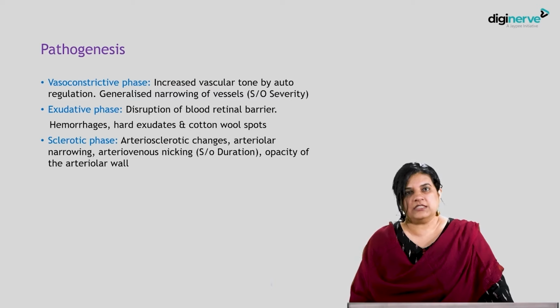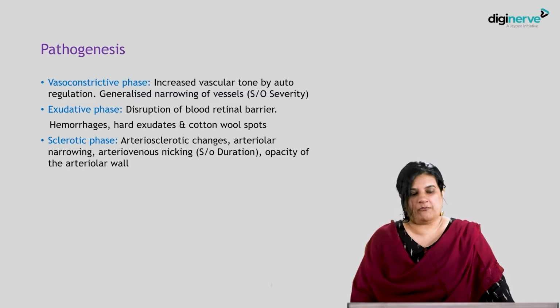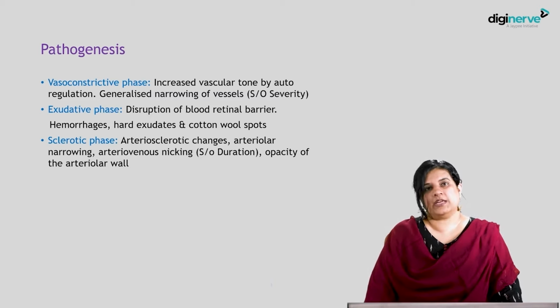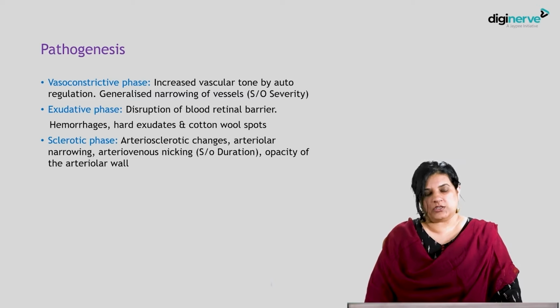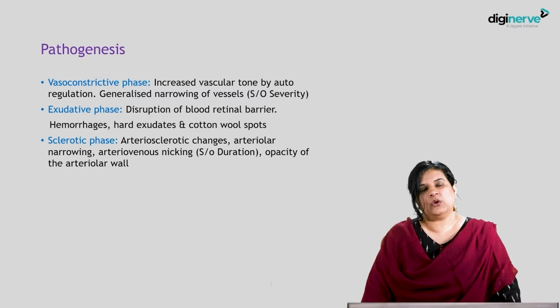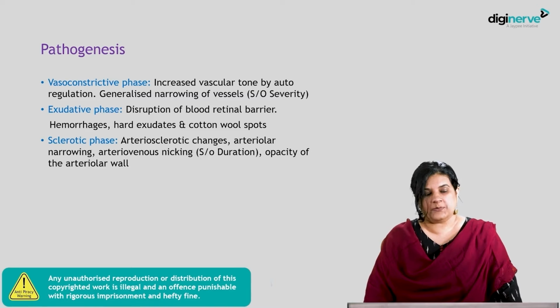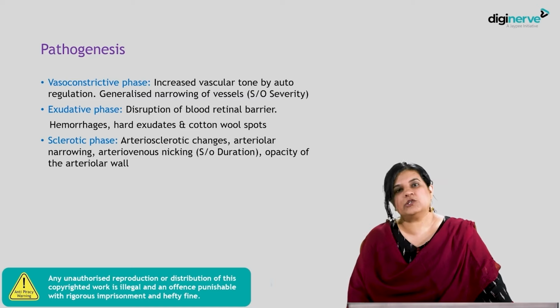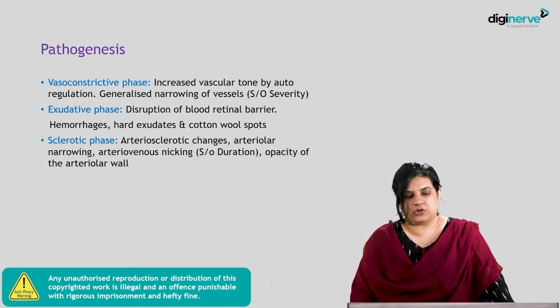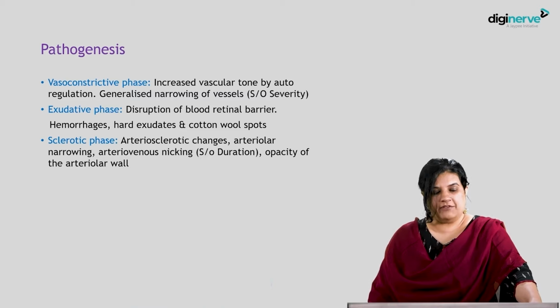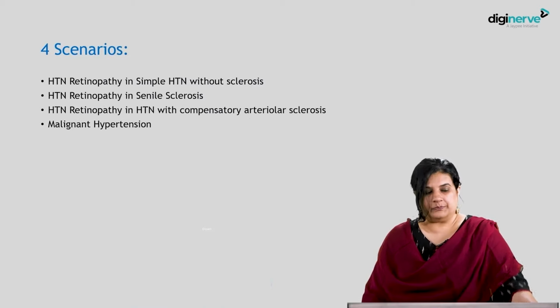Then, if the disease continues to progress, that is, if it is uncontrolled by antihypertensive medication, it results in an exudative phase in which there is a disruption of the blood-retinal barrier. So, the patient can have hemorrhages, hard exudates, or cotton wool spots. Subsequently, it goes on to the sclerotic phase, in which there are arteriosclerotic changes. There is arteriolar narrowing, arteriovenous nicking. Now, this is suggestive of the duration of hypertension, and eventually the patient will develop opacity of the arteriolar wall.